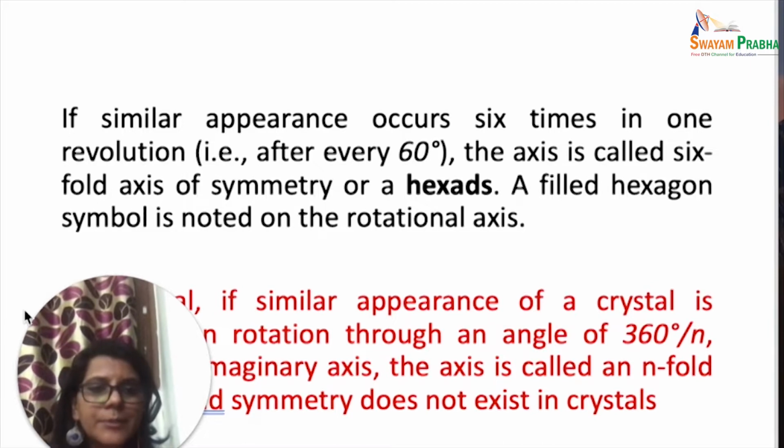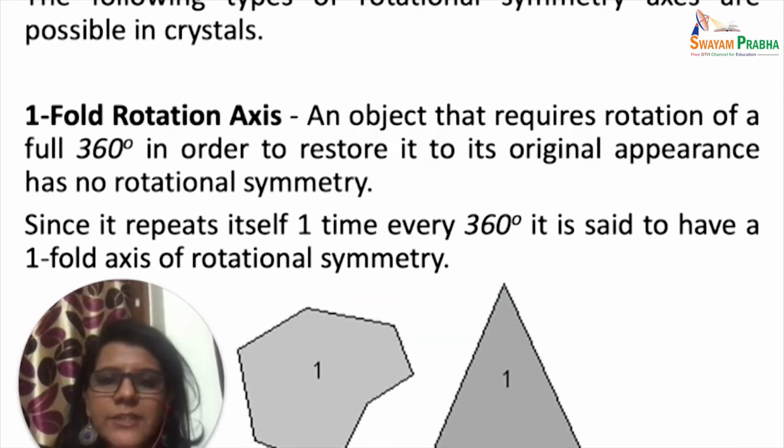If a similar appearance of a crystal occurs when we rotate through an angle of 360 by n, then the axis is called an n-fold rotational axis, and it is said to have an n-fold axis of symmetry. Now let's look at the types of rotational symmetry axis which are possible in crystals. The first is the one-fold rotation axis.